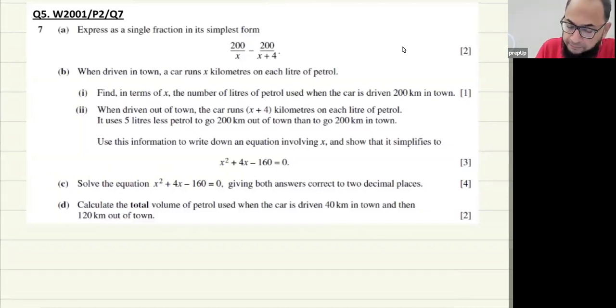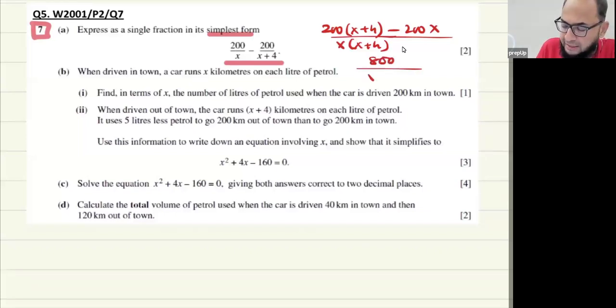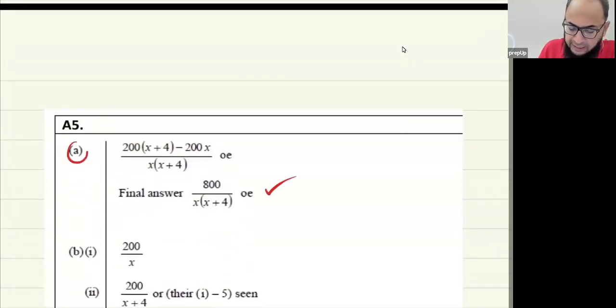Now it says, express as a single fraction in its simplest form. So if I write it as a single fraction, the LCM is x bracket x plus 4. This 200 multiplies with x plus 4 minus 200 into x. So this is 800 over x bracket x plus 4. That is a single fraction.